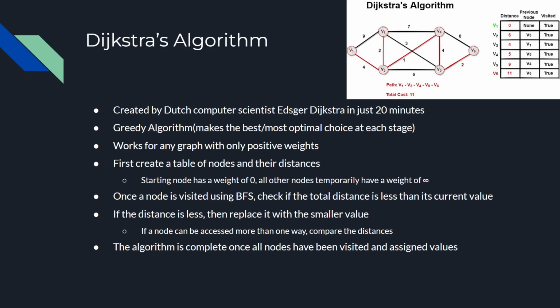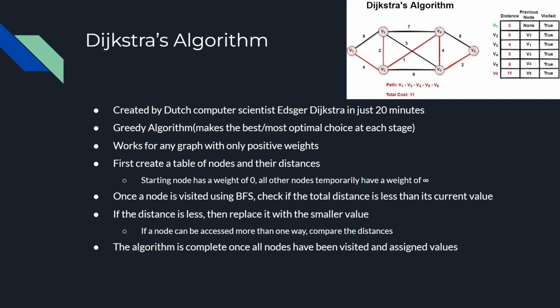The first component of Dijkstra's algorithm is that it creates a table of nodes and their distances. The starting node has a weight of 0, which makes sense because it takes 0 distance to go from the starting node to the starting node. All of the other nodes temporarily have a weight of infinity because we don't know how far it is to get to that node. Dijkstra's algorithm will run breadth first search and check to see if the total distance is less than its current value. If it is, then it will be replaced with a smaller value.